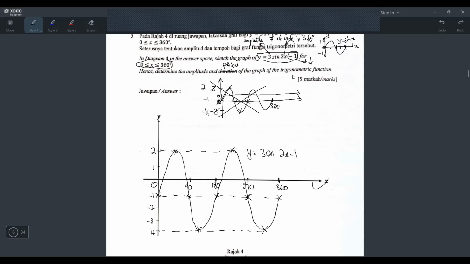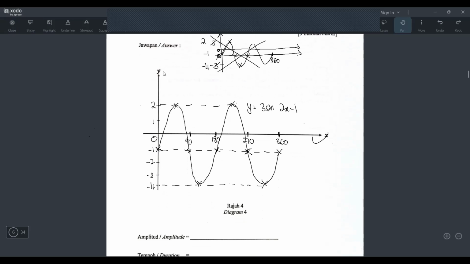Determine the amplitude and period of the graph. So they say duration, but I think what they meant is period. Okay, let me tell you what the amplitude is. The amplitude will be 3. Okay, the amplitude will be 3.